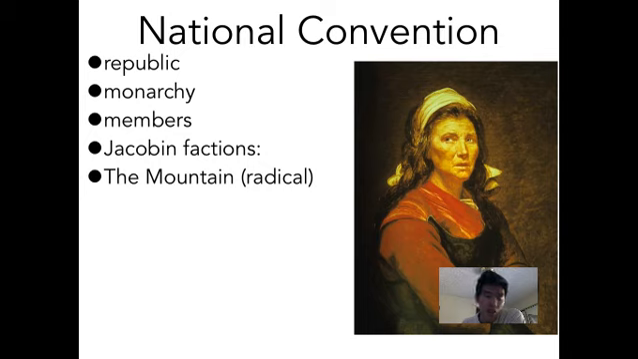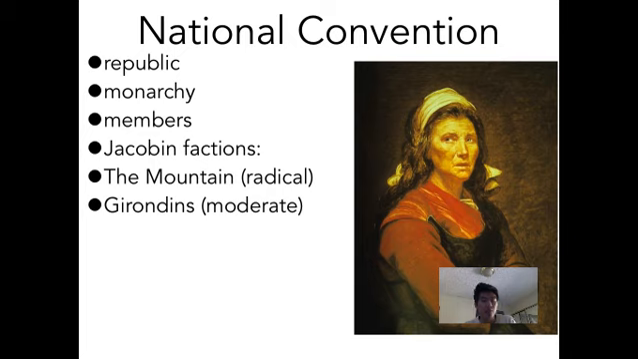The reason they call it that is because they sat in the very upper, highest left side of the assembly hall. And then you have the Girondins, who led France into the war, the First Coalition, but they're going to be moderate compared to the Mountain.